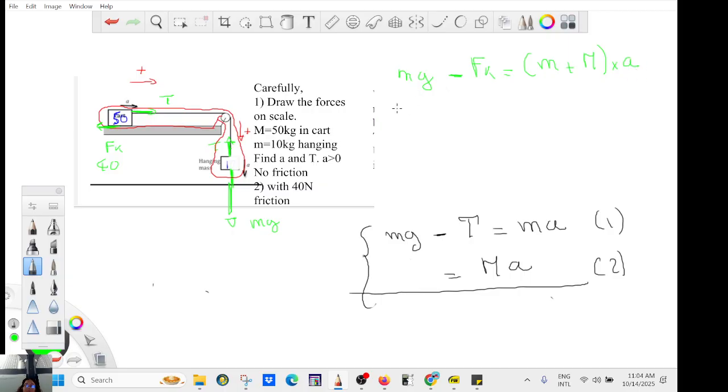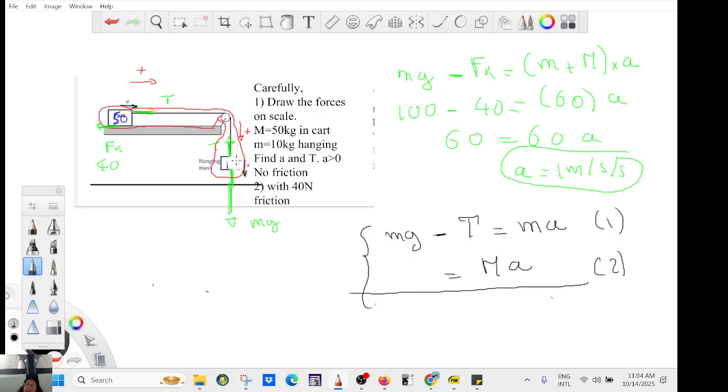So mg, this is 10, so that will be 100, minus friction is 40, equals inertia, it's 60, times the acceleration. So it's going to be 60 equals 60a, so a equals 1. Agree?